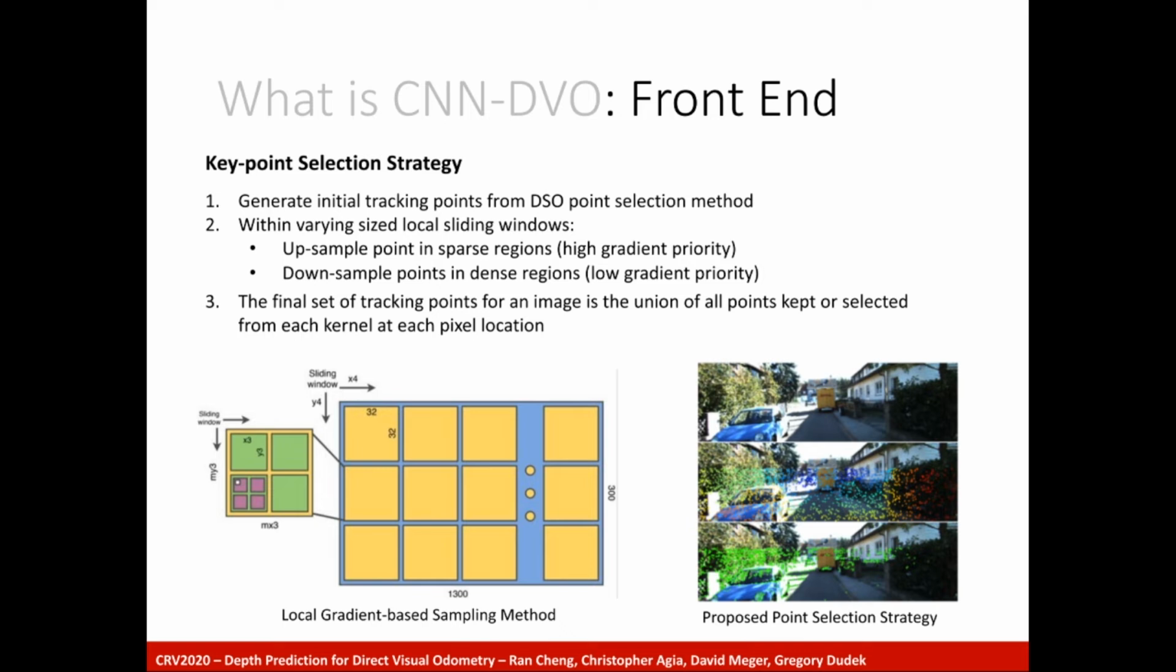So after generating the initial tracking points using the DSO sampler, we slide varying size kernels across the image to dynamically upsample points in sparse regions and downsample points in dense regions. During this process, we still prioritize high gradient pixel locations by computing a histogram of gradients within each kernel window. Then we upsample points at pixel locations with the highest gradients. And conversely, in dense regions, we downsample tracking points that occupy lower gradient pixel locations.